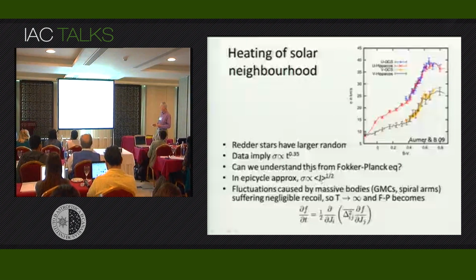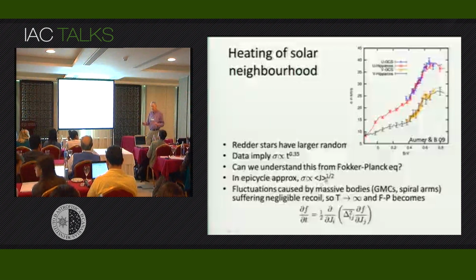If we were working in the epicycle approximation that I derived yesterday, then this would be an exact relationship. The random velocity would go like the square root of the average value of the action. So we're going to be using the epicycle approximation, accepting that that's a valid relationship. You can actually justify this kind of relationship more extensively than merely in the epicycle approximation, but let's not go into that. The other approximation we're going to make is that what accelerates these stars is fluctuations in the gravitational field generated by massive objects.